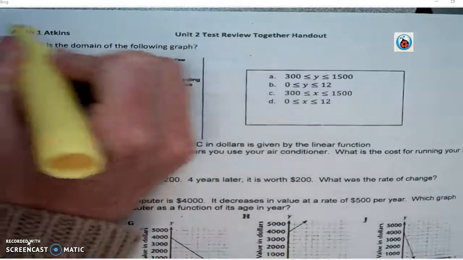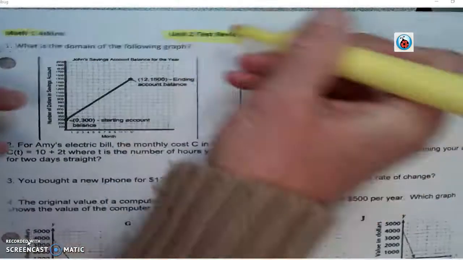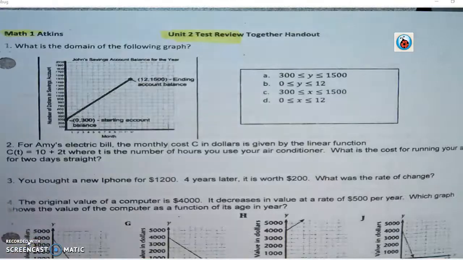This is the Math 1 Unit 2 test review. If I go too fast, just pause the video so you have more time to write down things. You can always change the playback speed to make it slower.